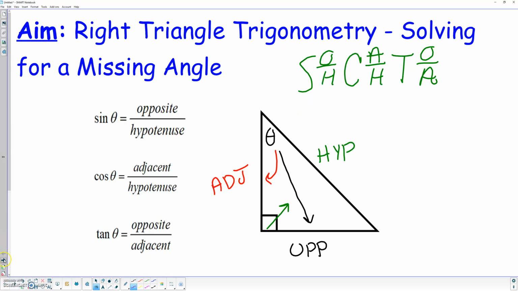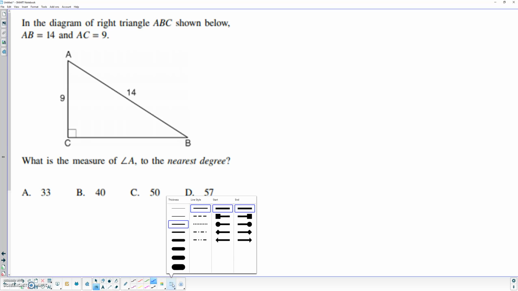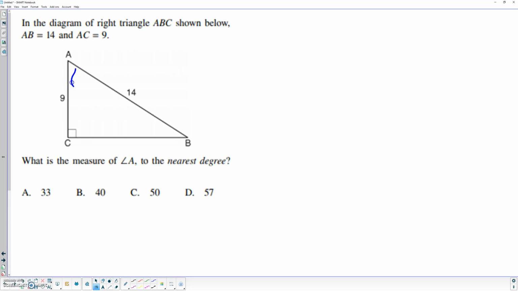Okay, so let's look at an example for when we're asked to solve for an angle. Okay, so here in the triangle, they have the sides 9 and 14 labeled. They want to know what's the measure of angle A to the nearest degree. Okay, so A is the angle we're solving for, so we're going to call that theta. Okay, so 9 is the adjacent side. It's adjacent to angle A. And 14 is opposite the right angle, so that's our hypotenuse.